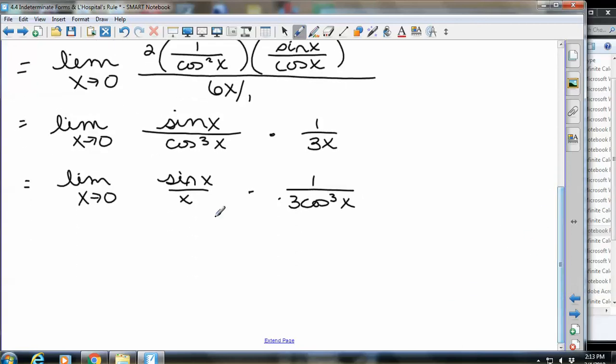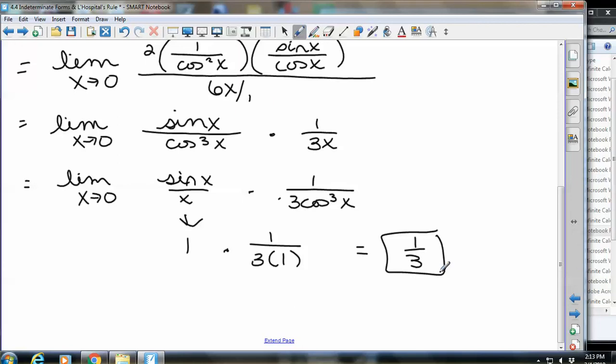Okay, I just reordered them, but do you remember sine x over x? We used to have a rule: the limit as x approaches 0 of sine x over x is 1, times 1 over 3 cosine of 0, which is 1. And we get 1/3. So don't just abandon all of your old limit laws. They do still come in handy.